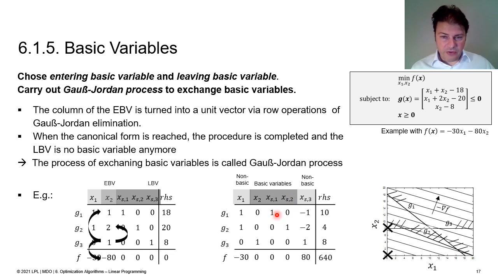So after you carried out this elimination process, you have a unit vector below x2, and you have something different below the slack variable number 3, which is now a non-basic variable. So the non-basic variable now assumes the value of 0, so we're here, meaning g3 is active, and x2 is different from 0. Well, in fact, it turns out that x2 evaluates as 8.